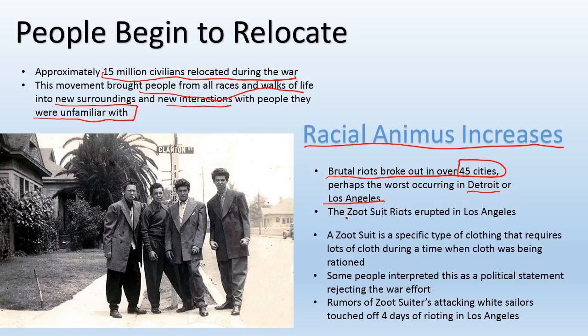The most infamous in Los Angeles was the Zoot Suit riots. This is an example of a zoot suit. A zoot suit is a specific type of clothing that requires lots of cloth during a time when cloth was being rationed. Remember, we talked about that yesterday, how all sorts of things were changing. Men's and women's style of clothing was changing. We mentioned less cloth and fewer buttons in suits, and women were giving up stockings so they could use the nylon and silk in parachutes and things like that.